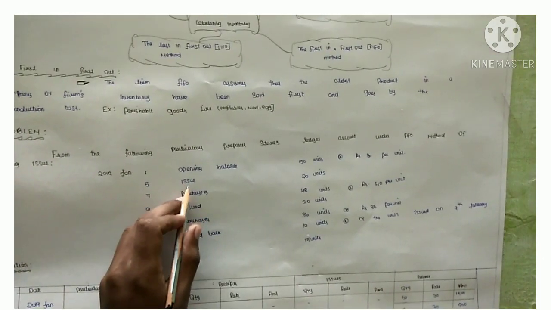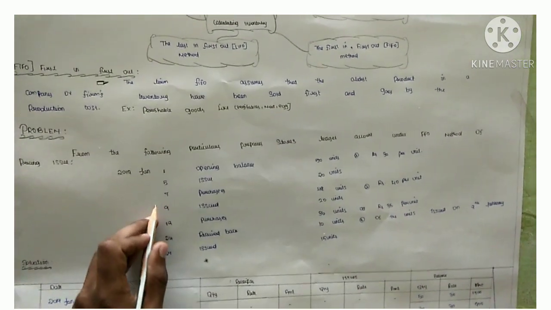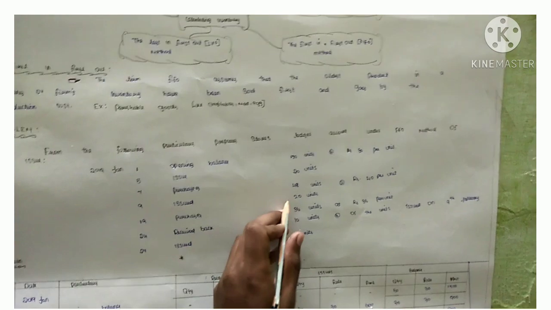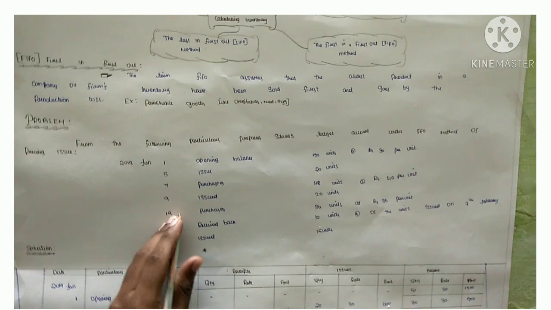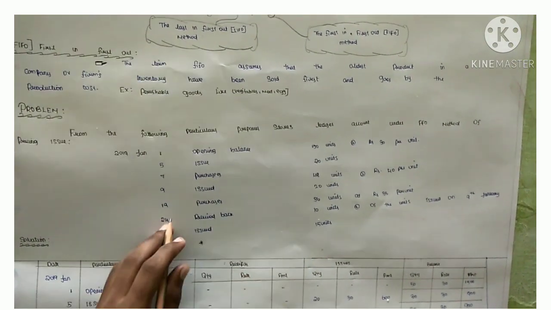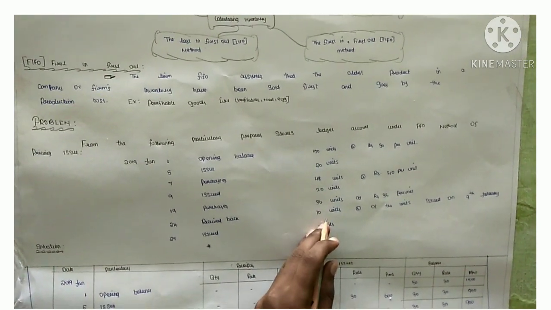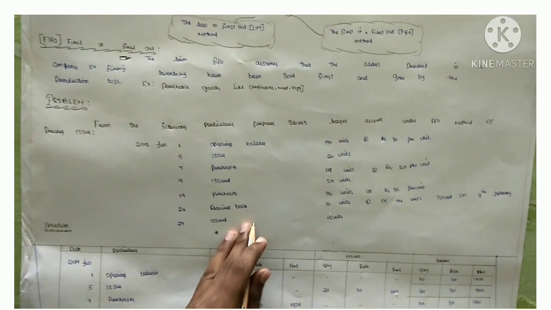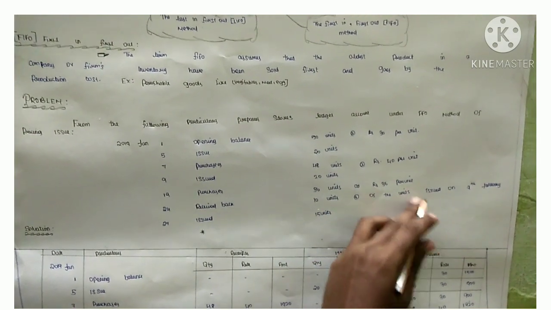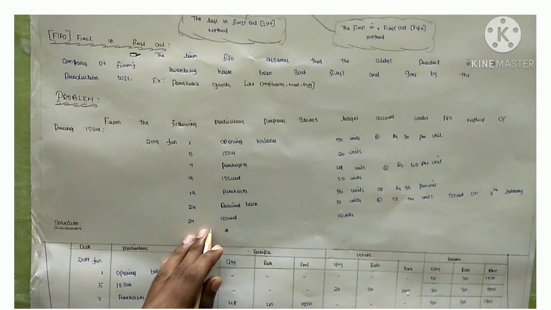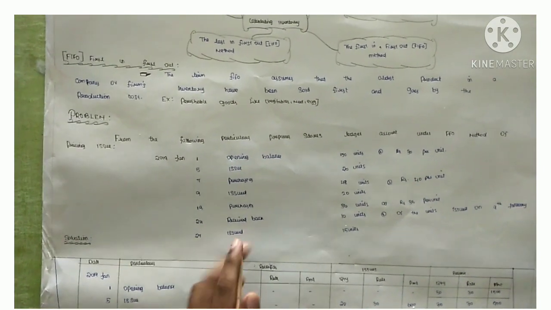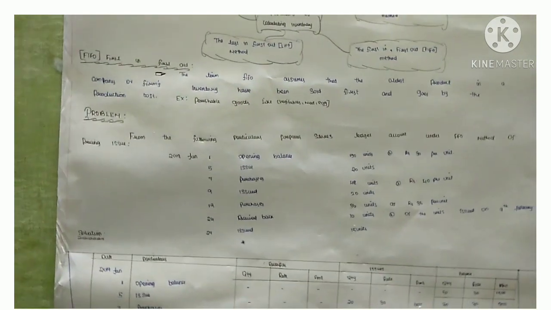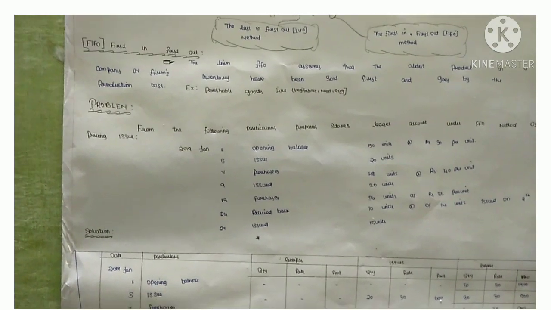Jan 5 issued 20 units. Jan 7 purchases 48 units at rupees 40 per unit. Jan 9 issued 20 units. Jan 19 purchases 36 units at rupees 35 per unit. Jan 24 received back 10 units out of the units issued on 9th January. And the last one, Jan 27 issued 15 units.